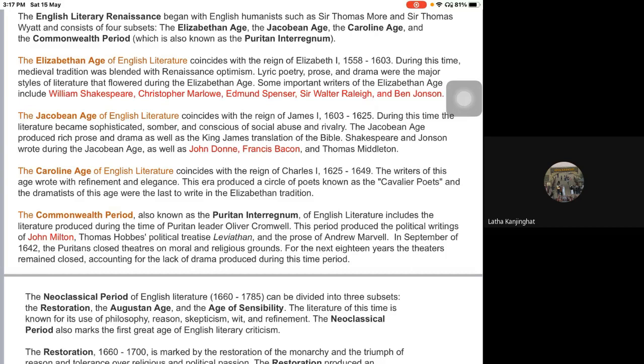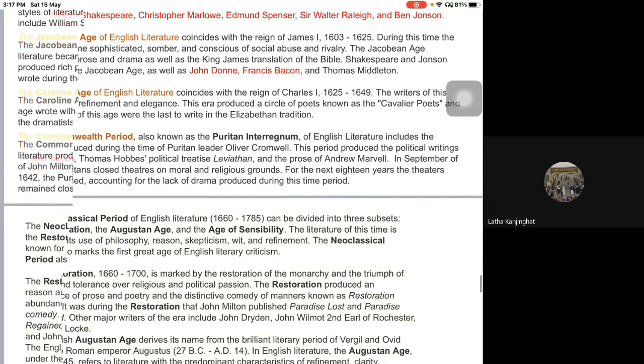In September of 1642, the Puritans closed theaters on moral and religious grounds. Puritans followed very austere ways, very Spartan and strict in their outlook. They did not believe in frivolity and lightheartedness, or in going to theaters. The Elizabethan age is known for its theaters, right? But when the Puritans came, the theaters were closed. And for the next 18 years, the theaters remained closed, accounting for the lack of drama produced during this time period. So that is the Commonwealth period.